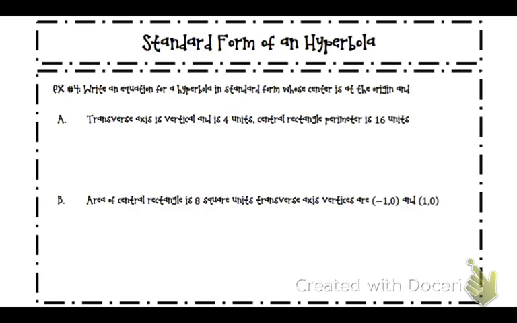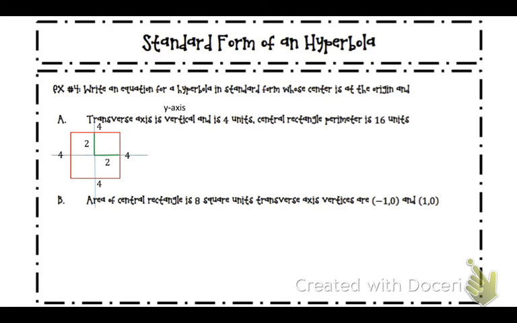Okay, let's do these last ones. So if the transverse axis is vertical and is 4 units, and the central rectangle has a perimeter of 16, let's just draw this. It's vertical, which means it's going up and down, and that's 4 units. So that whole distance from bottom to top there is 4, which means the other side is 4. And I need a perimeter of 16. So that means that the top must be 4 and the bottom must be 4 also. And if that's 4, that means that that is 2.